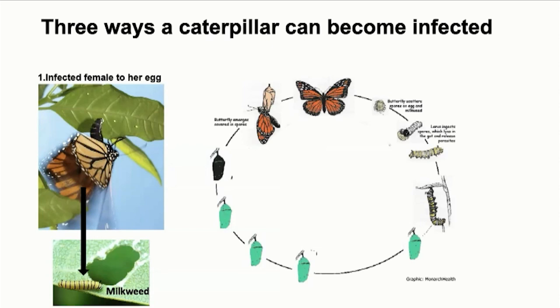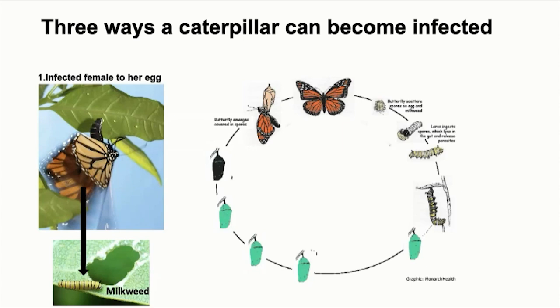A little bit more about the parasite. There are actually 3 ways that a caterpillar can become infected with the parasite. The best way that's been described is from an infected female to her egg. So the parasite is well linked to the life cycle of the monarch. And I think we're very familiar with the amazing transformation that goes from an egg to a caterpillar to pupa and so on.